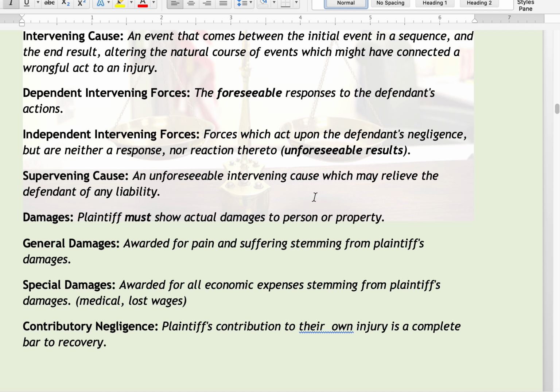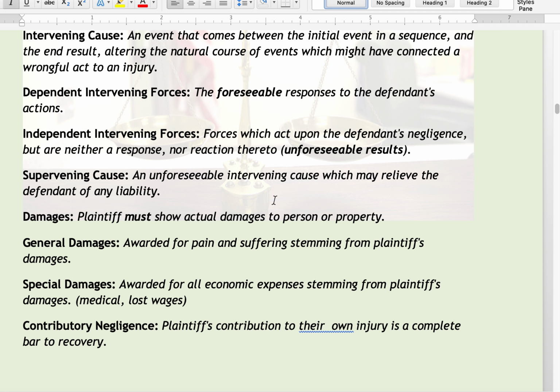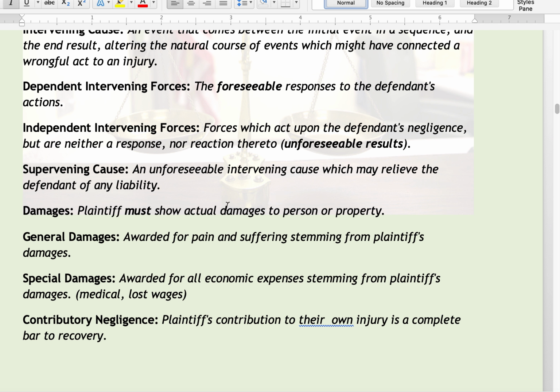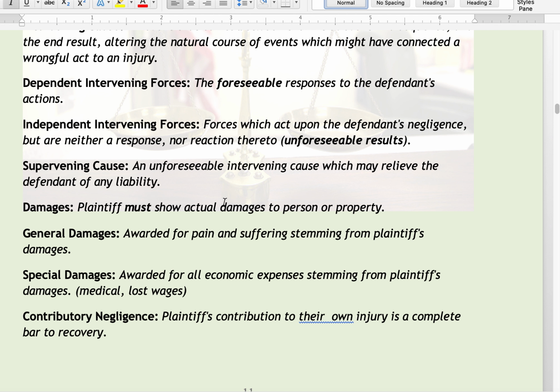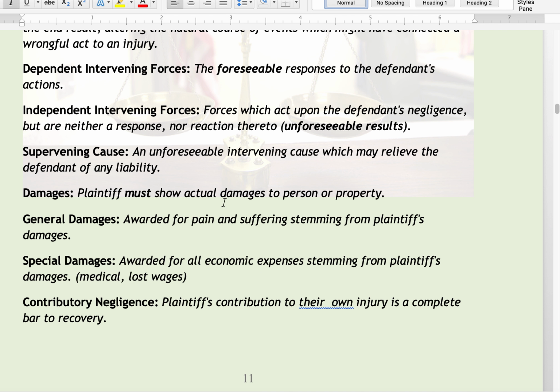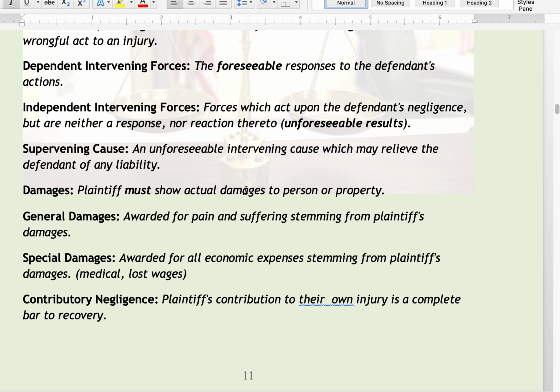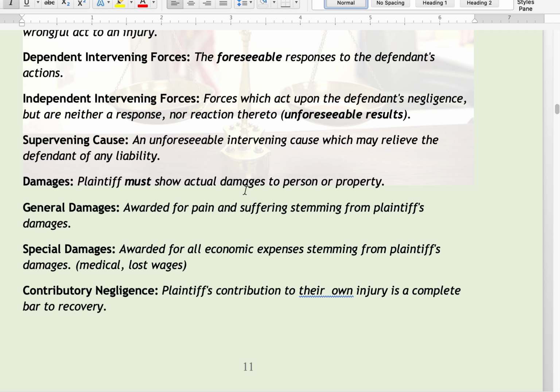Intervening cause. An event that comes between the initial event in a sequence and the end result, altering the natural course of events which might have connected the wrongful act to an injury. Dependent intervening forces: the foreseeable responses to the defendant's actions. Independent intervening forces: forces which act upon the defendant's negligence but are neither a response nor a reaction thereto, unforeseeable results. Supervening cause: an unforeseeable intervening cause which may relieve the defendant of any liability.